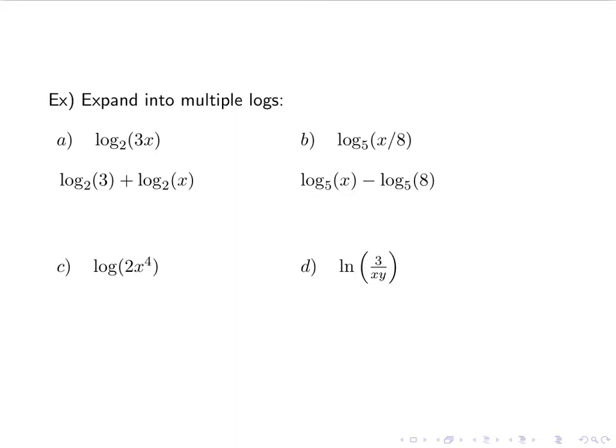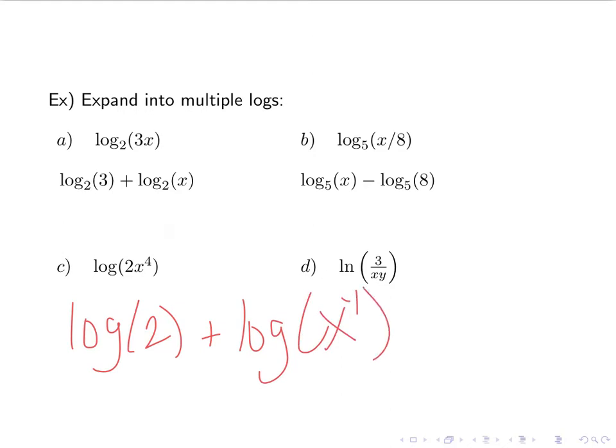Log of 2x to the fourth. So here I have to be careful. It looks like I can do property 1 because I'm multiplying, but I also have an exponent. So I'm going to think of property 3 as well. But we have to be careful on the order. Going by order of operations, I'm going to raise x to the fourth and then multiply by 2. So when I start breaking this up, I kind of need to go backwards. So I'm going to separate them from the multiplication first. So I'm going to have log of 2 plus log of x to the fourth.